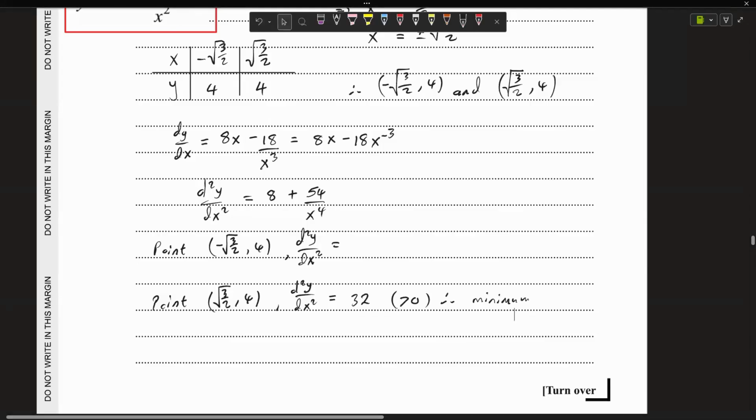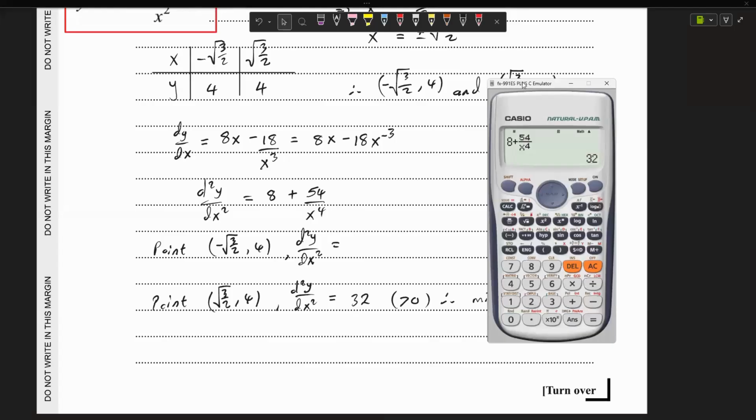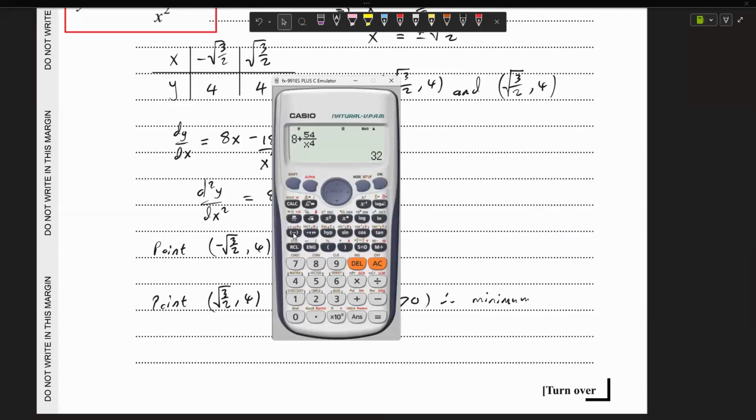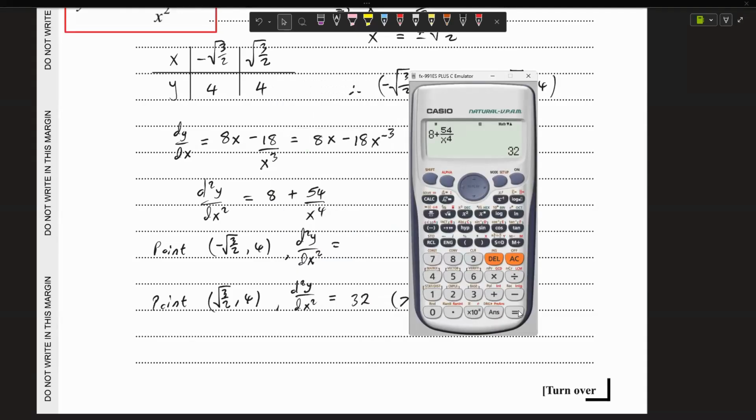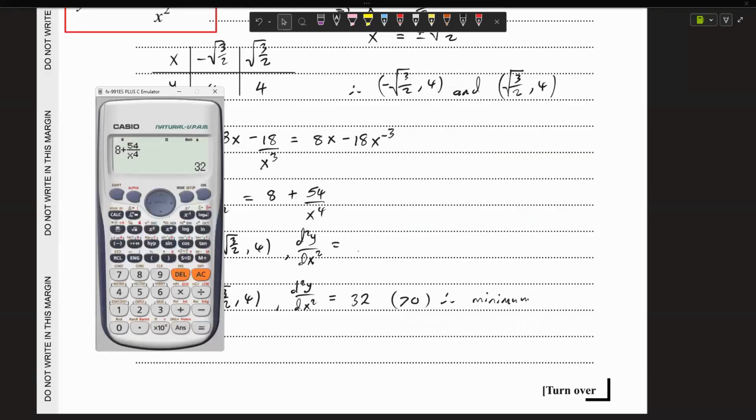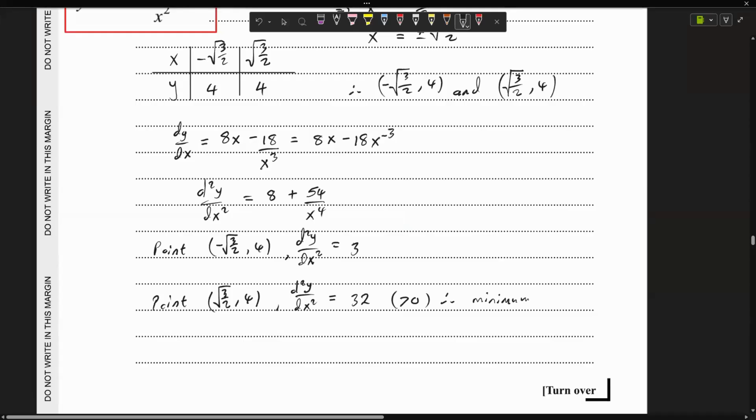All right. And then for the other one, negative root 3 over 2, shift store into x and bring back the second derivative. And we get, again, 32. I'm getting the same. Yeah, we should expect to get the same because this x to the power 4 makes everything positive. It's also greater than 0, so it's also a minimum.